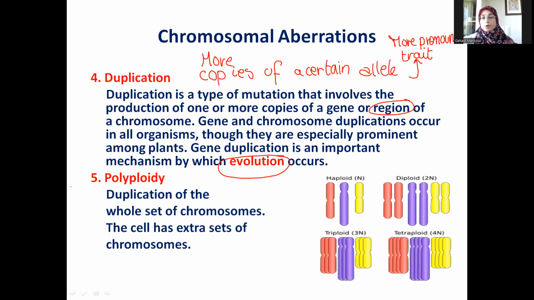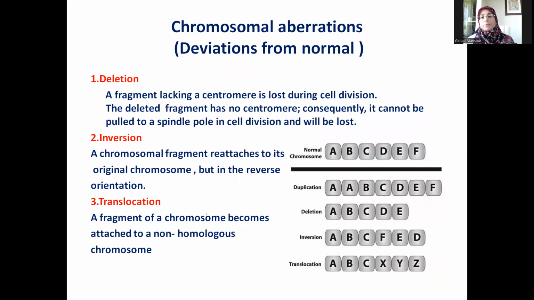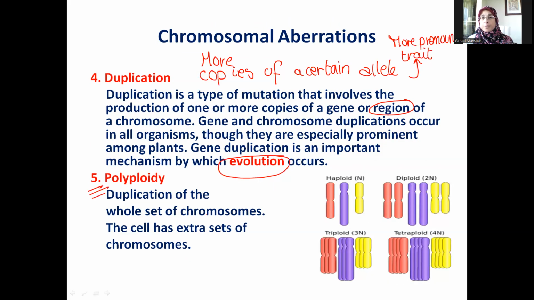Another last type of chromosomal aberration is polyploidy. Polyploidy here means that you have the whole set of chromosomes that is duplicated. It totally differs from duplication. In duplication, you take one gene and you duplicate it, or more than one gene and they are duplicated. But in polyploidy, it's a whole set of chromosomes that is duplicated.